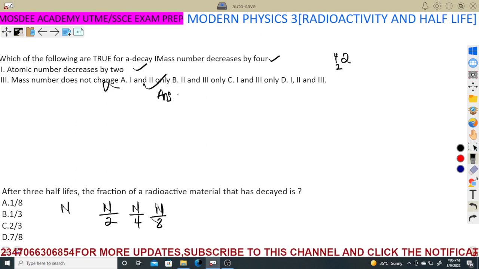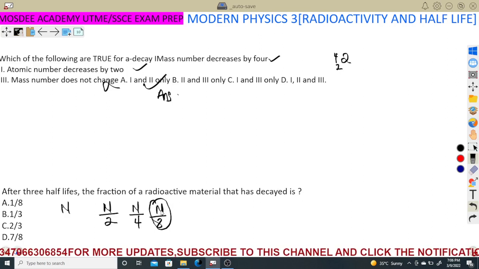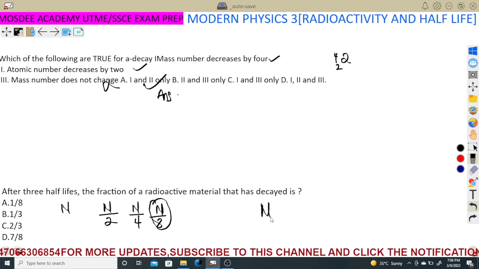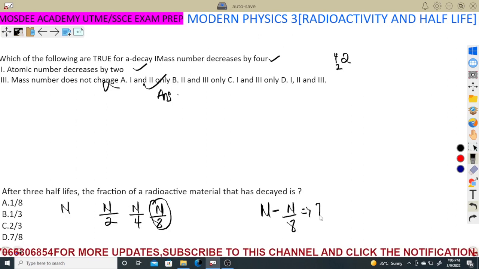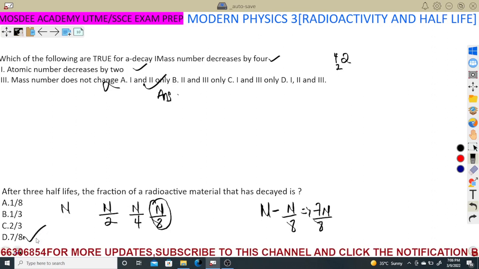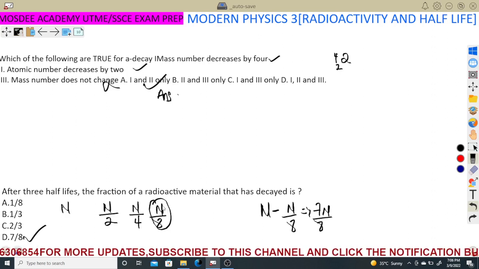So if this is the amount of element that is remaining after 3 half-lives, the amount that has decayed will now be n minus, just like what I did, n over 8. Which is 7n over 8. So we are looking for a fraction. The answer is 7n over 8. So keep it in mind. If you use the formula, we are going to get the same answer. We are going to get n over 8.